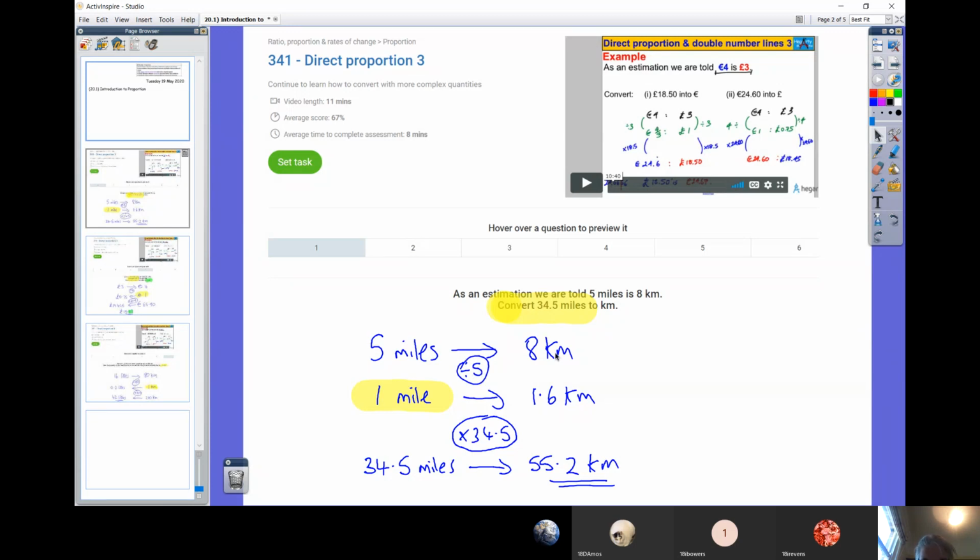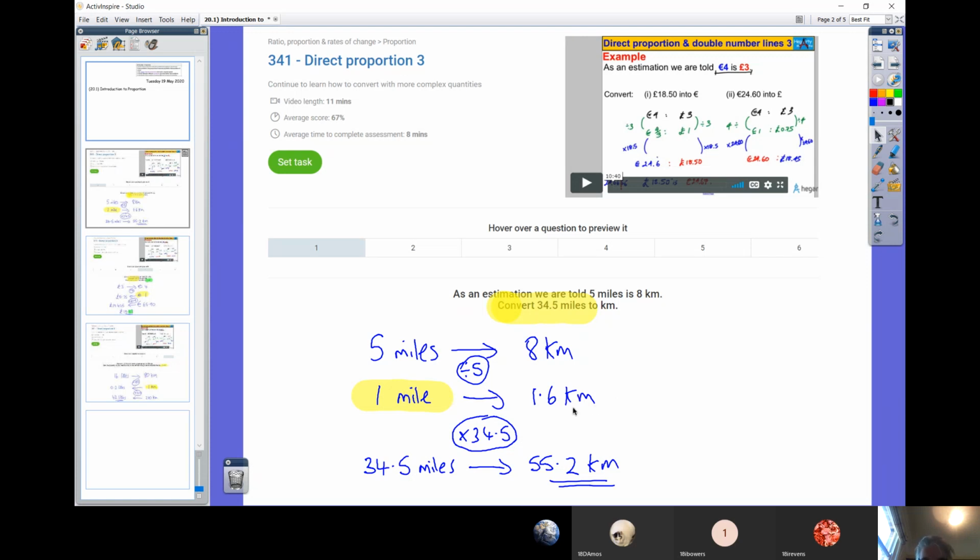So 5 miles is 8 kilometres. So what's 1 mile? Well, 1 mile is a fifth of 5 miles. So we divide both of these by 5. So get your calculator out, do 8 divided by 5, and you get 1.6 kilometres. So 1 mile is the same as 1.6 kilometres.